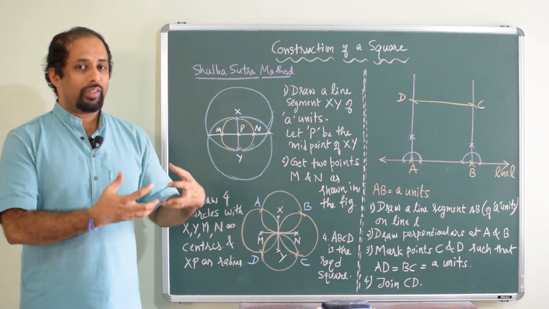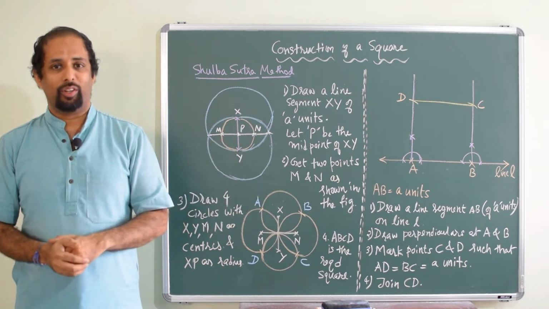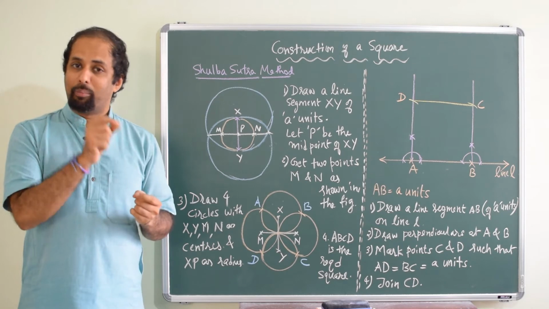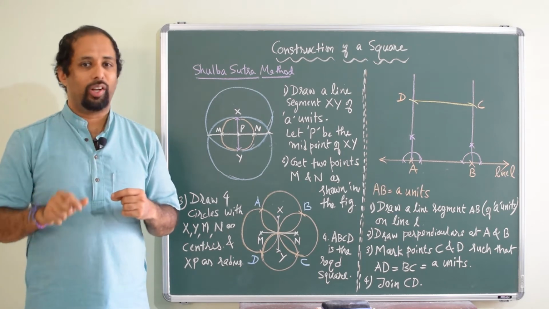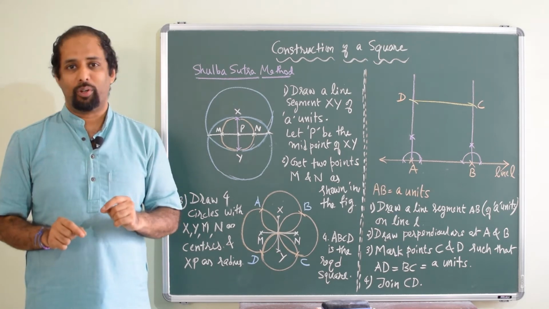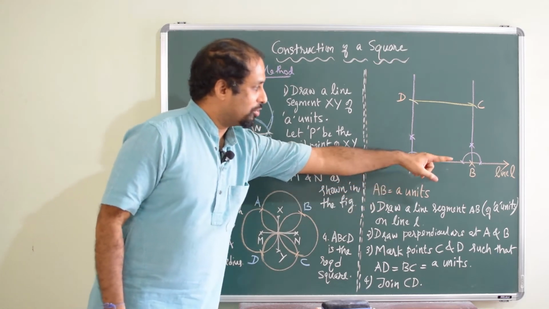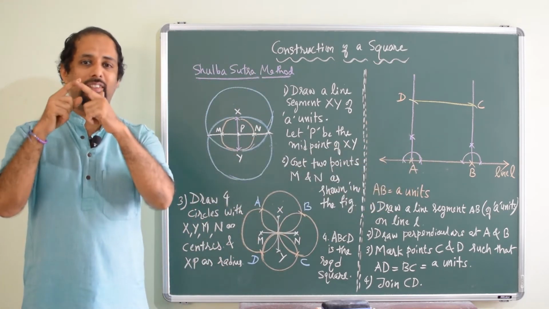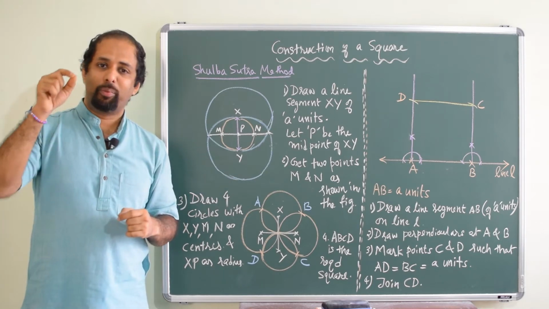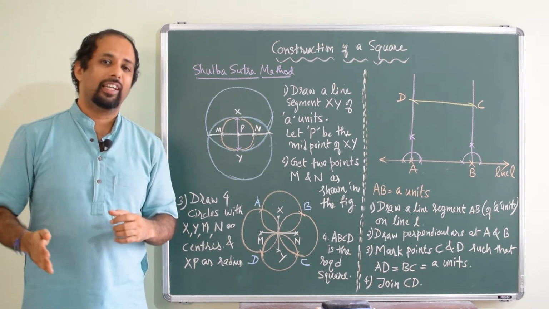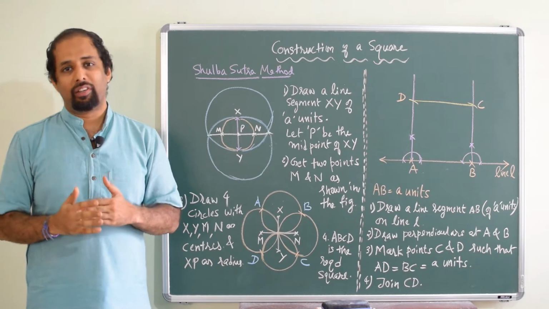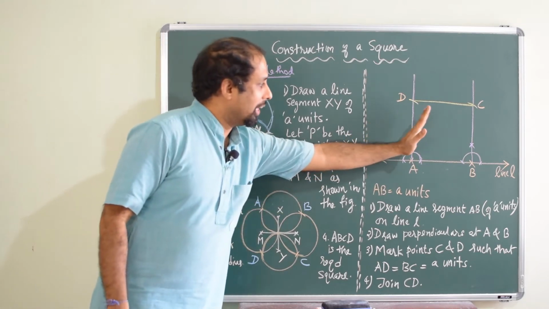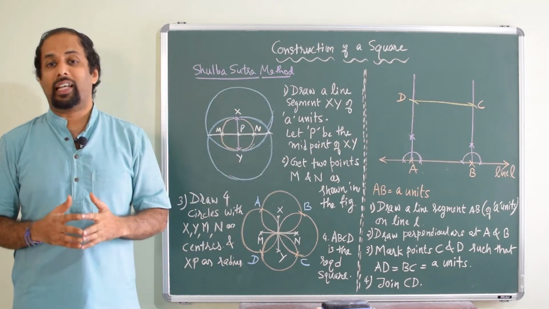Now the same process is repeated at the point B. Keeping B as the center, we draw one small arc that cuts the line at 2 points, and then in those 2 points again we draw 2 more arcs of equal radius. They will be cutting each other at one point, and then that point is connected to B and extended. Now this is again perpendicular to the given line L. So these 2 lines are perpendicular to the given line L.